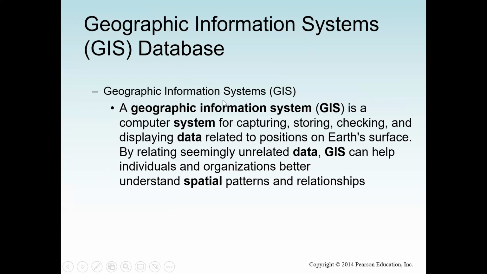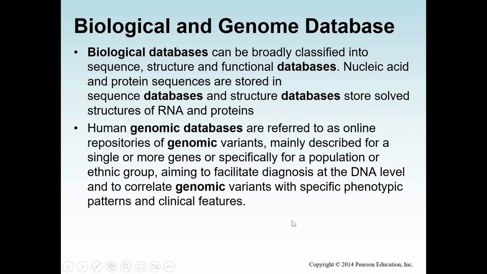We also have the geographical information system, which is a computer system for capturing, storing, checking, and displaying data related to positions on Earth's surface. Now, by relating otherwise unrelated data, GIS can help individuals and organizations better understand spatial patterns and relationships. Biological and genome databases can again be broadly classified into sequence, structure, and functional databases.